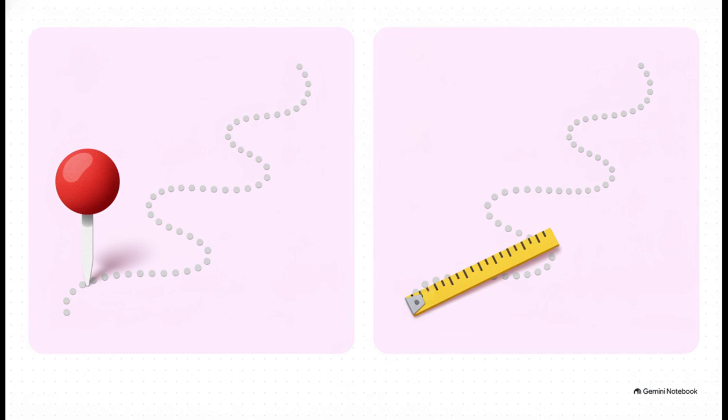Since is your specific starting point. It answers the question, from when? For example, since 2020 or since Monday. For, on the other hand, is all about the duration of time. It answers the question, for how long? Like for 3 years or for a long time. Once you memorize that since equals the start and for equals the length, you will cross this bridge effortlessly every single time.